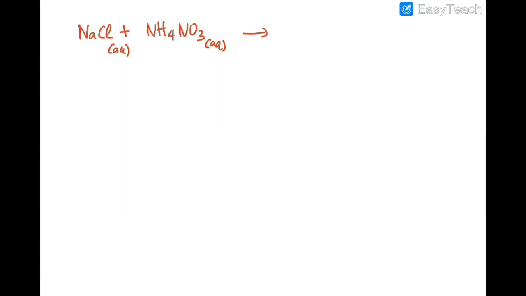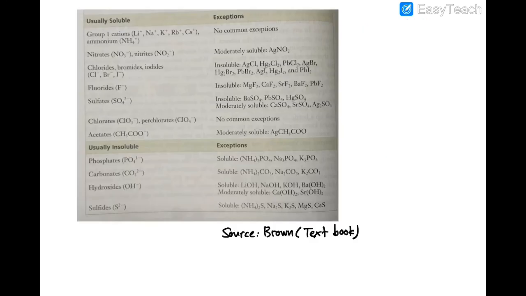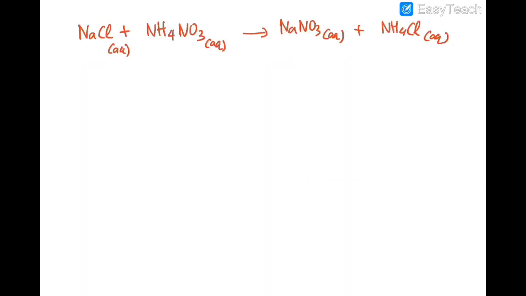Now, what if we have this reaction? Yeah, if we try first just to exchange the partners, we will get sodium nitrate and ammonium chloride. Yeah, that's ammonium plus chloride. Now, all of nitrate salts and all of chloride salts, they are soluble. How do we know this? Go back to this powerful table. Yeah, all nitrates or all chlorides, they are usually soluble. So everything should be in aqueous, aqueous, aqueous, aqueous.